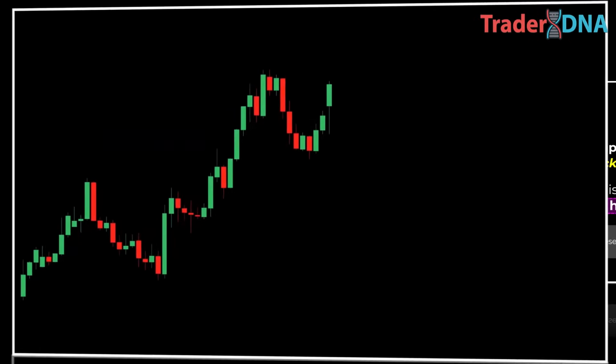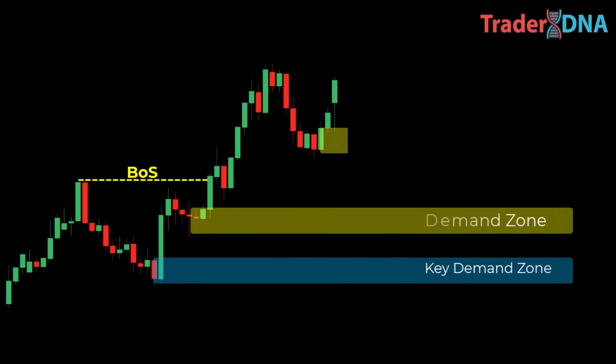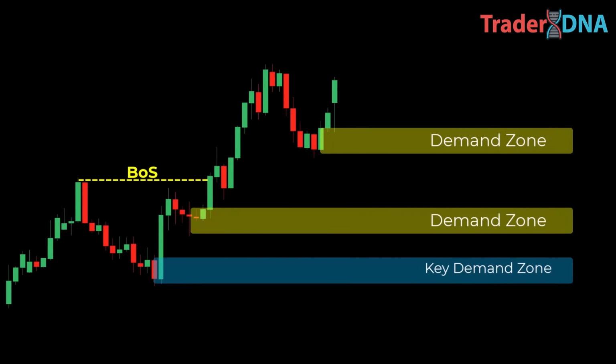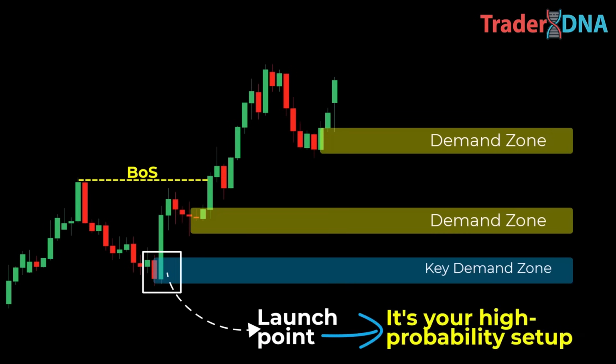We're in a clear uptrend, and this right here is our most recent break of structure, which tells us that demand is still in control of the market. Each of these demand zones, they're all potential long opportunities. But here's where you need to be smart. The origin of this bullish move, the exact zone where price launched and broke structure, is the one that deserves your full attention. That zone is where smart money entered the market. It's your high probability setup.